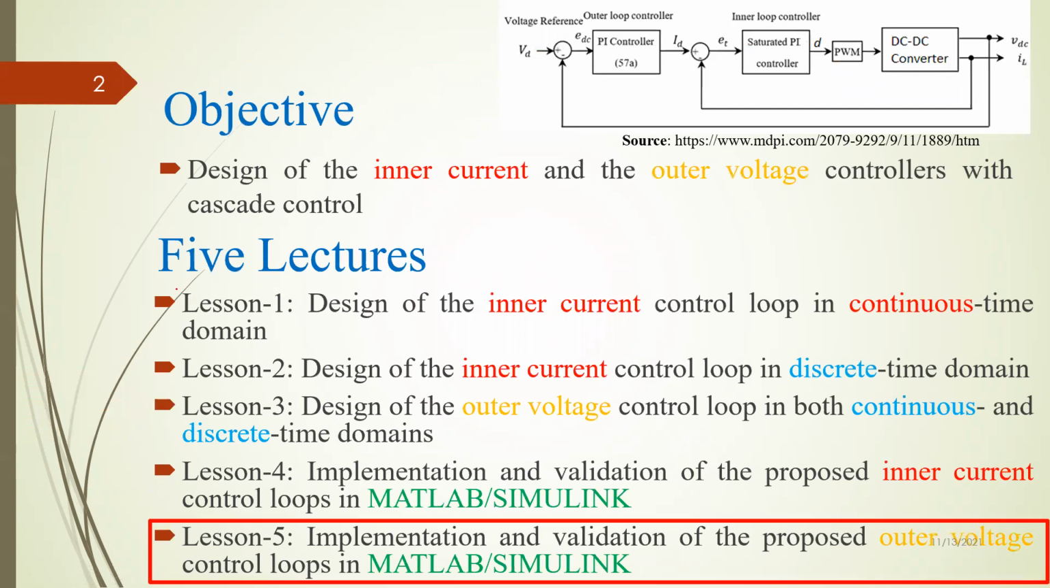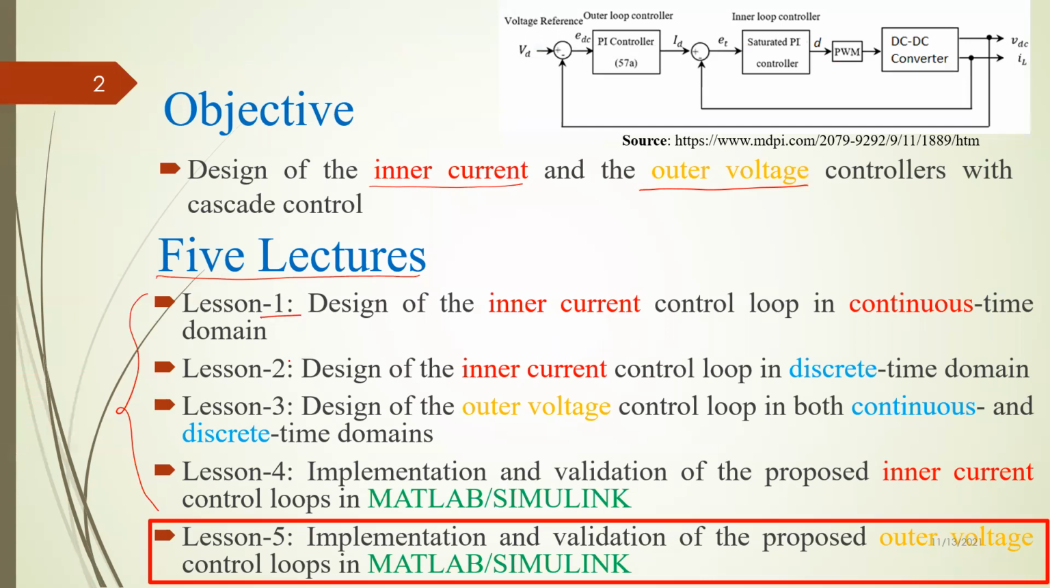So here we have listed the 5 lessons which I had planned to prepare and upload to YouTube. The main objective of all these 5 lessons is to help you understand the cascaded operation of inner current control loop and outer voltage control loop for DC-DC converters. I have already finished the 4 videos and you can find them in my channel.